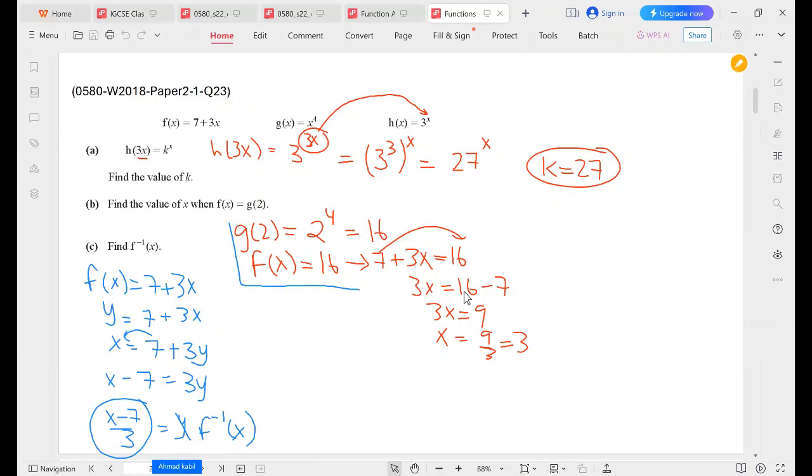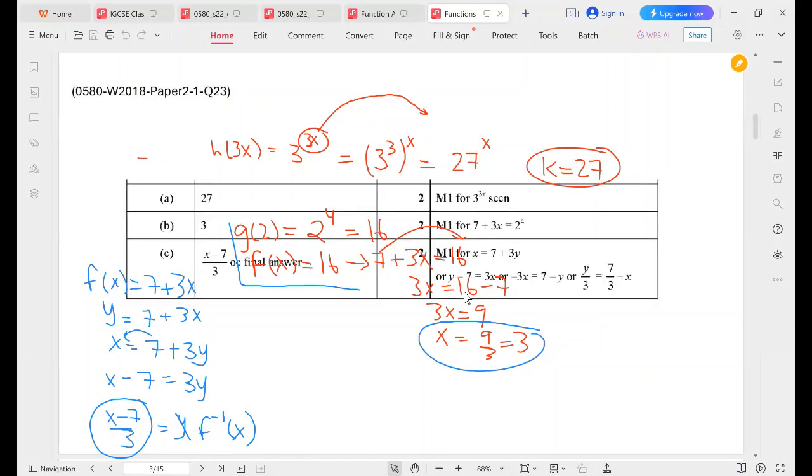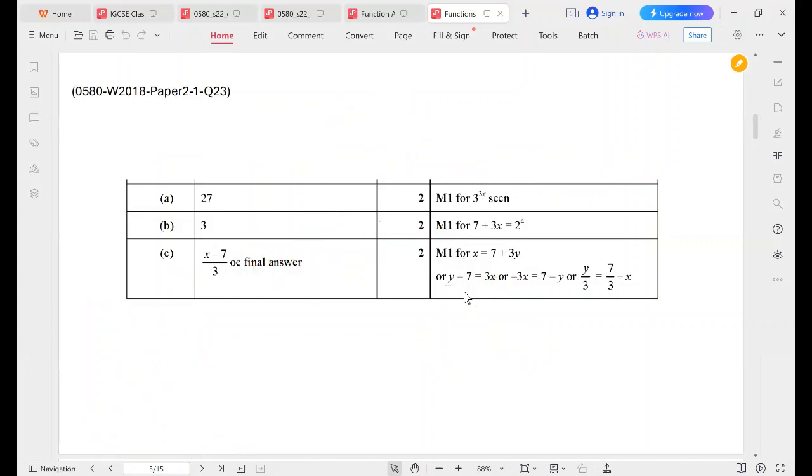So let's just circle our final answers to compare them to the marking scheme. So we have 27 in the first one, we have 3 in the second one, and we have (x minus 7) over 3 in C. So we can move on to the next problem.